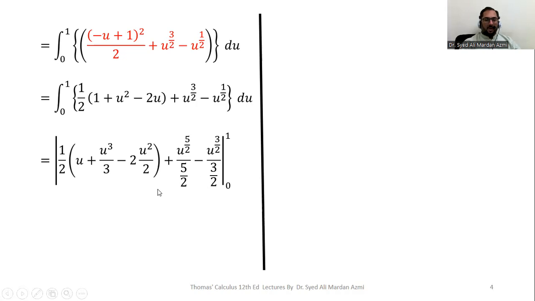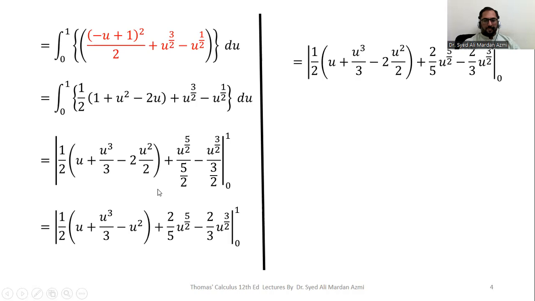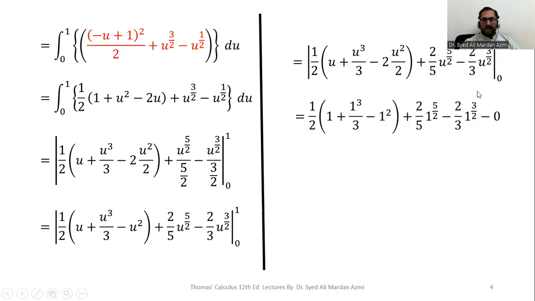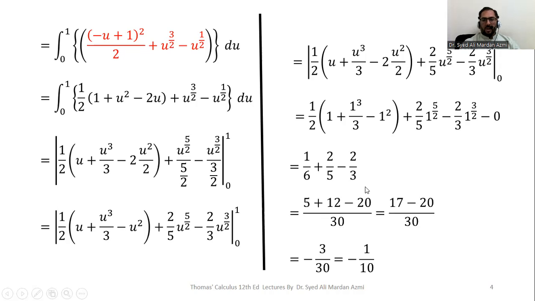Upper limit minus lower limit. So after some simplification, here we have upper limit minus lower limit. Simplifying the terms, we will get our required result, minus 1 over 10.